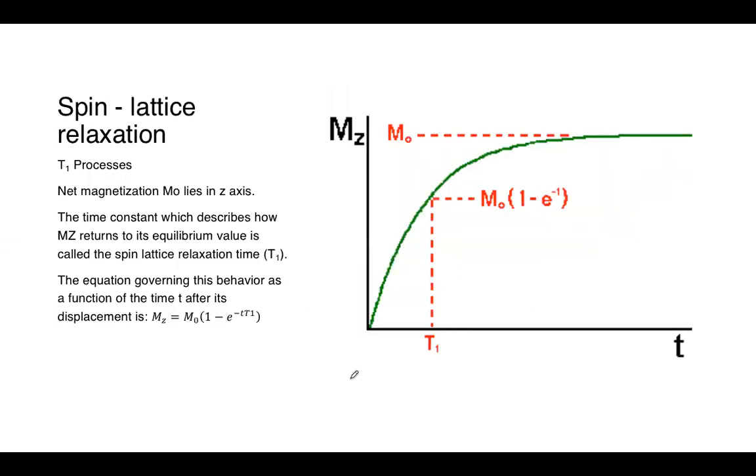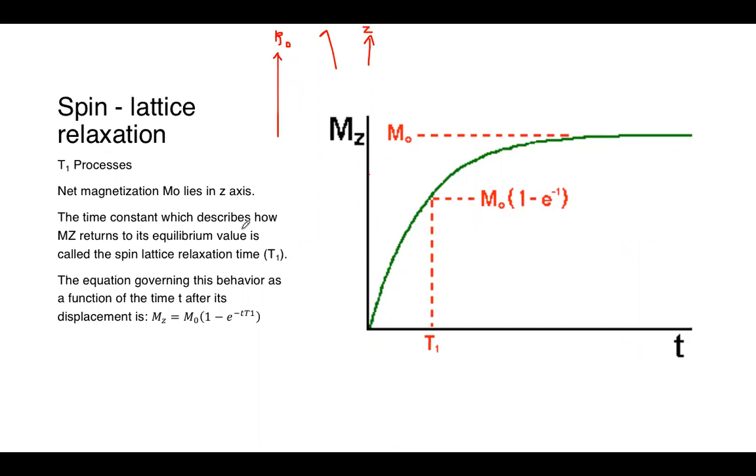So spin-lattice relaxation. This is a T1 process. The net magnetization, which is M0, lies along the z-axis. The z-axis is the one which points along the same axis as our applied magnetic field. Our applied magnetic field is B0, and this is also our z-axis, so that's in the same direction.